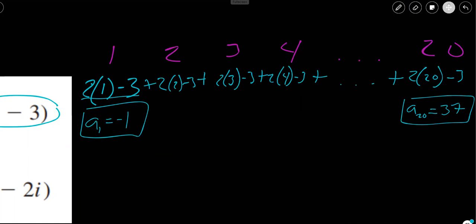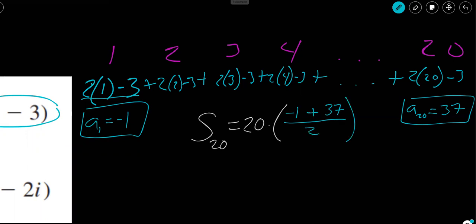With those two numbers, I can then plug in everything I need. The sum of the first 20 positions is going to be equal to the number of positions times A1, which is -1, plus A20, which is 37, divided by 2. And this part in the blue is the average value of any position in the series. So if I have the average value of all the positions in the series and I multiply that average value by the number of positions, I'm going to have the total sum.